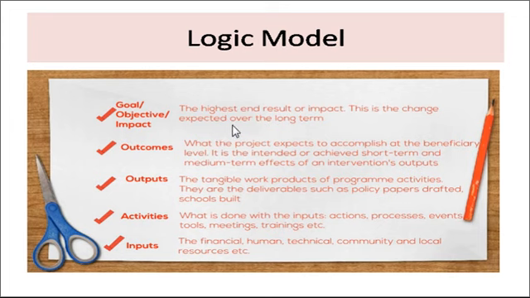And then last comes the impact or the goal. This is the highest end result or impact. This is the change which is expected over the long term. That means the literacy level of that particular village goes up. That means there is now no child which is not going to school. So the school enrollment ratio is complete. That means all the children have now started going to school. That is your impact.